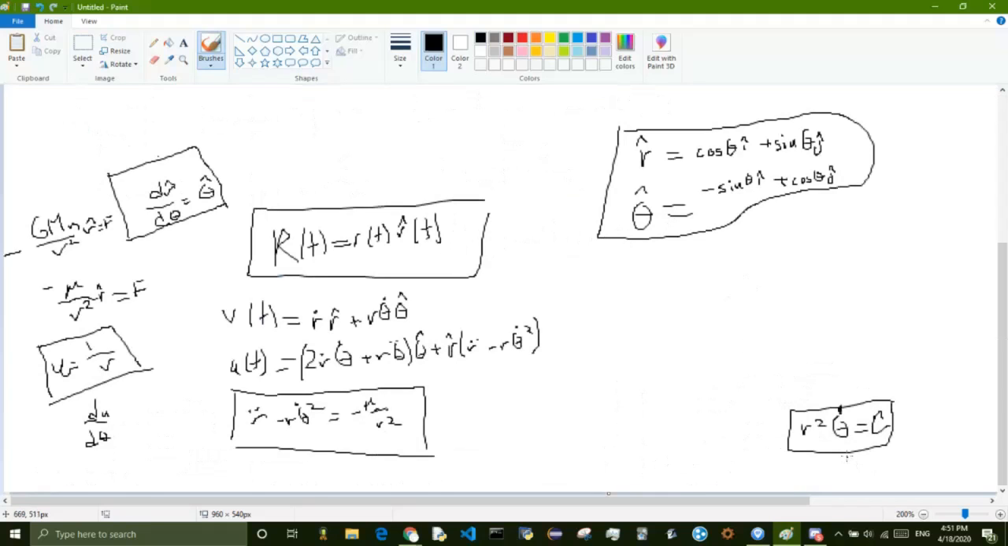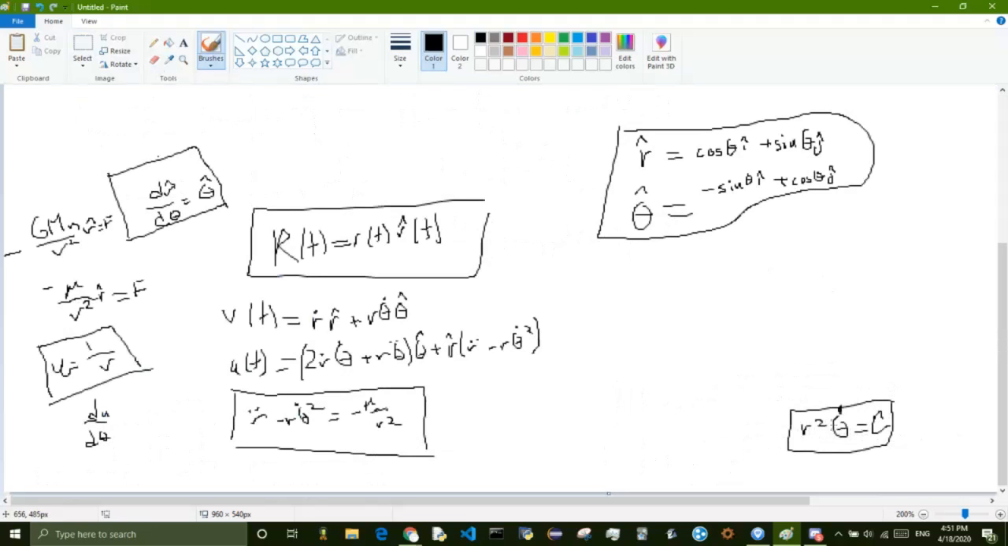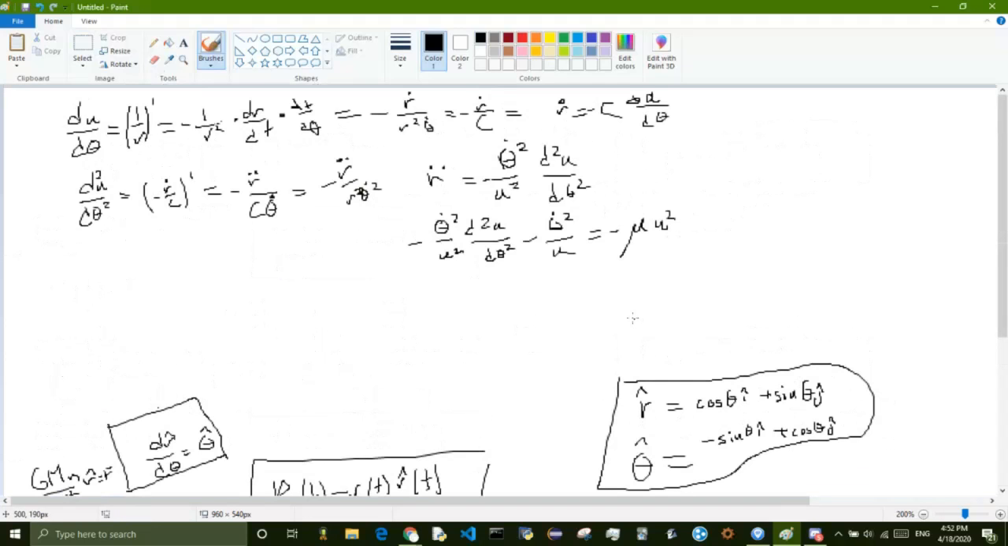Okay. Now, remember, r squared theta dot equals c, right? Oh, mu u squared. Oh wait, what's u? Yeah, that's supposed to be u squared. Okay. Now, remember that r squared theta dot equals c. We're going to have to use that a lot here. So first we see a negative, right? So let's change those all. I hope you follow that step.